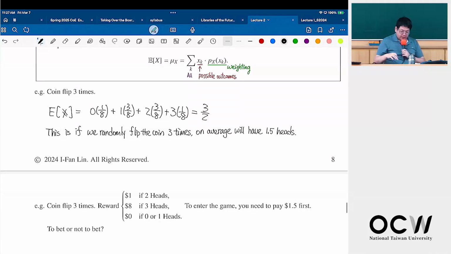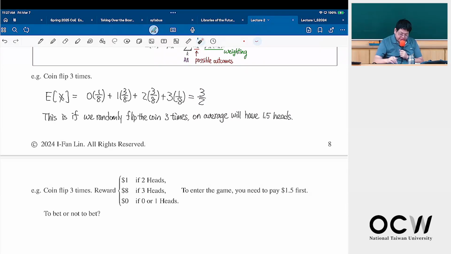So let's see another example. I still flip the coin 3 times, but now the difference is that I have rewards. If you get 2 heads, you get $1 back. 3 heads, you'll get $8. Or if you get 0 or only 1 head, then you get nothing. To enter this game in the casino, you also need to pay $1.5 first. So the question will be: to bet or not to bet?